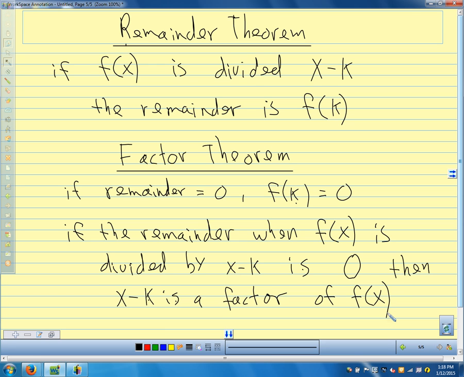So if we were factoring, if we were trying to find the zeros of our polynomial, x minus k would be one of the parentheses that we had in our polynomial. So if we look back here at number 70, x minus negative 2 is one of those factors because negative 2 is one of the zeros. So that's what the factor theorem tells us. That's going to be a factor. It tells us that f of k equals 0.